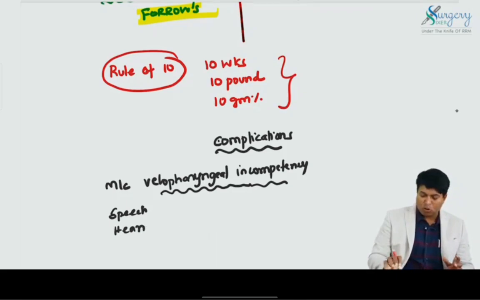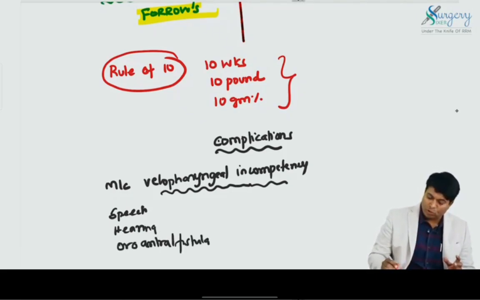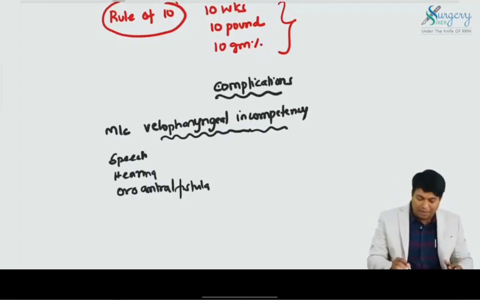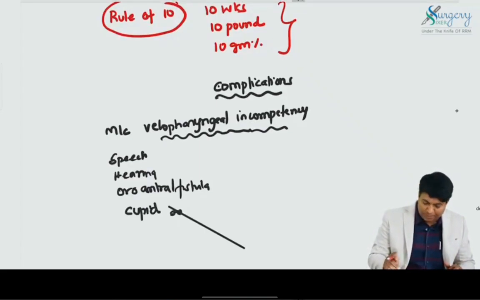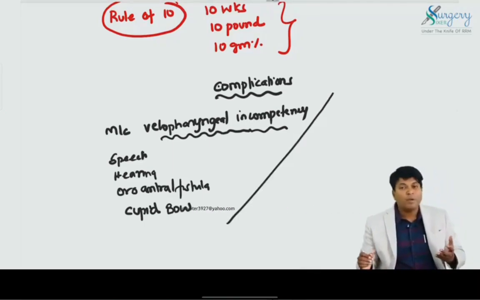They may develop an oroantral fistula. Hearing problems will be there. Oroantral fistula may be there. And because of poor development, the upper lip can become like a cupid bow deformity. So these are all acute complications: cupid bow, oroantral fistula, speech, hearing difficulties.